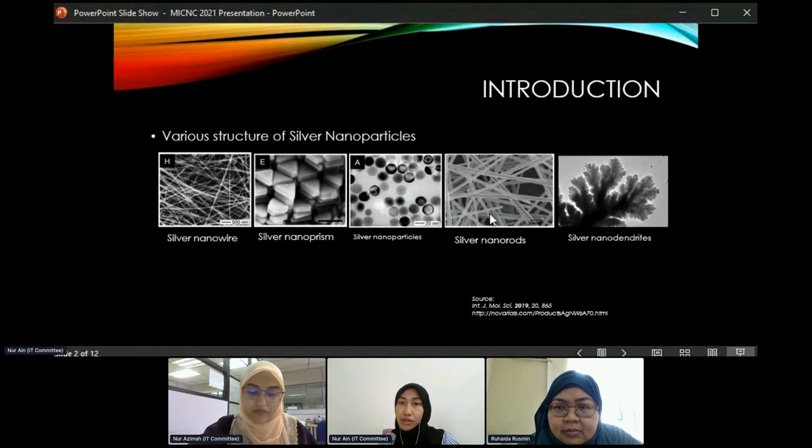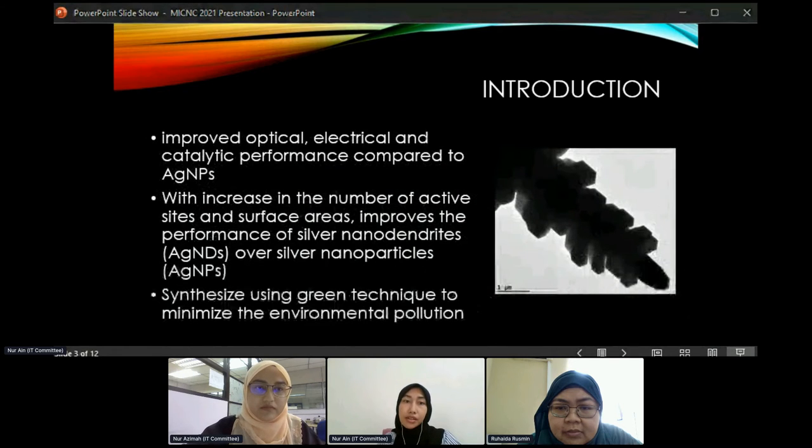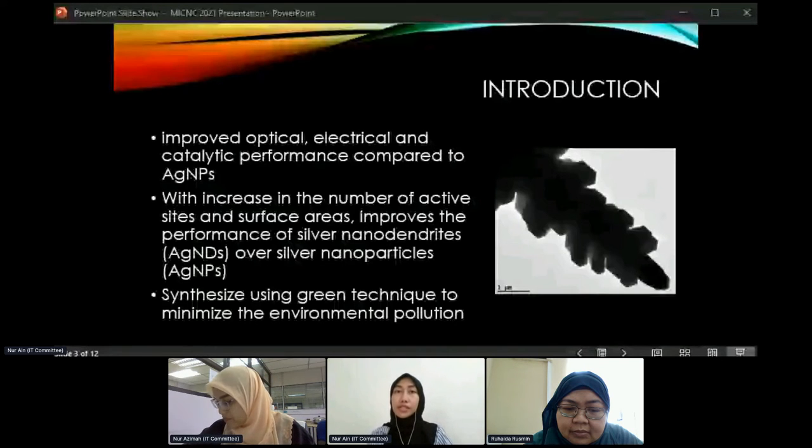In this work, we will focus more on silver nanodendrites. Silver nanodendrites with tree-like structure have been popular for their significantly improved optical, electrical, and catalytic performance compared to silver nanoparticles. These unique properties are strongly due to their large surface area and abundant active sites, at which we can find a lot of edges, corners, and steps on the branches of the silver nanodendrite structure. With an increase in the number of active sites and surface area, there is a significant improvement in the performance of silver nanodendrites over silver nanoparticles.